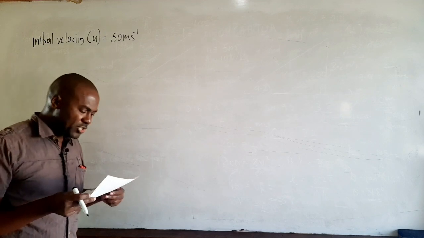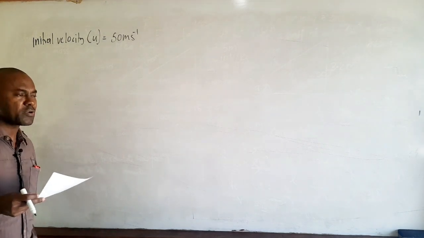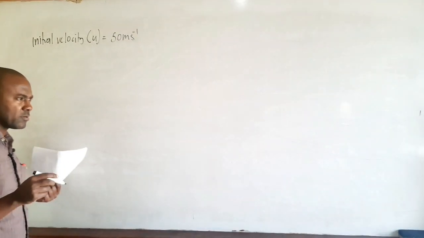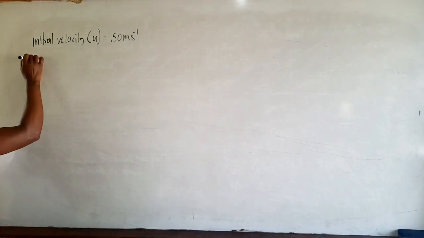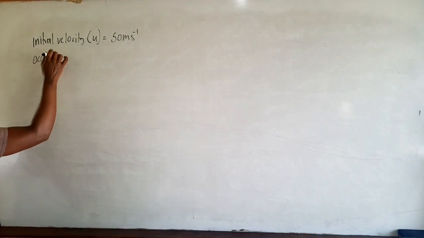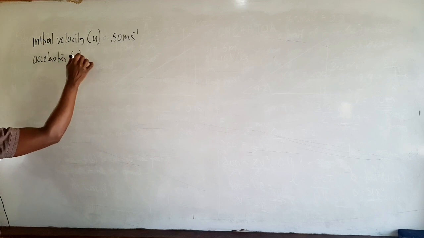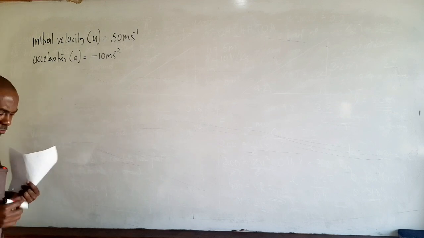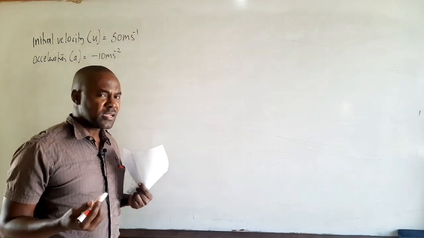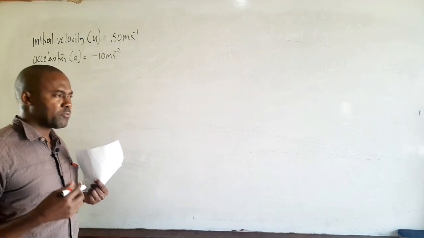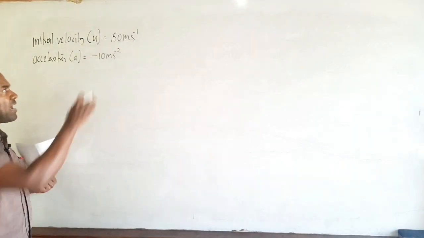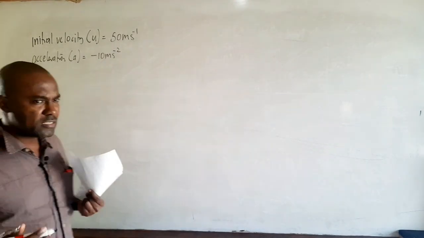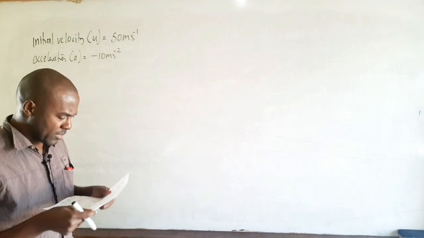And decelerates uniformly at 10 meters per second squared. Now, the aircraft decelerates uniformly at 10 meters per second squared, which therefore means that the acceleration A is equal to minus 10 meters per second squared, right? So remember that deceleration basically refers to a negative acceleration. But of course, in the equations of motion, we only have acceleration. So we must basically use our negative acceleration whenever we're talking about deceleration or retardation, right?